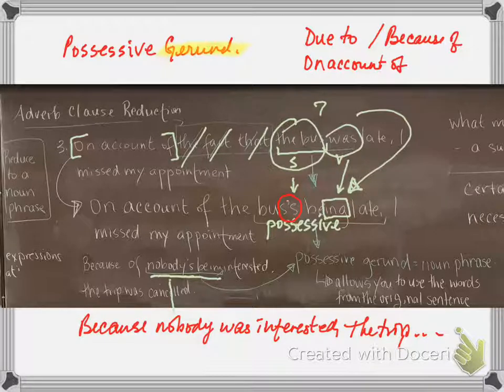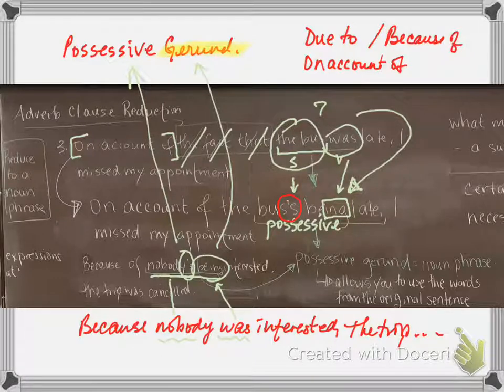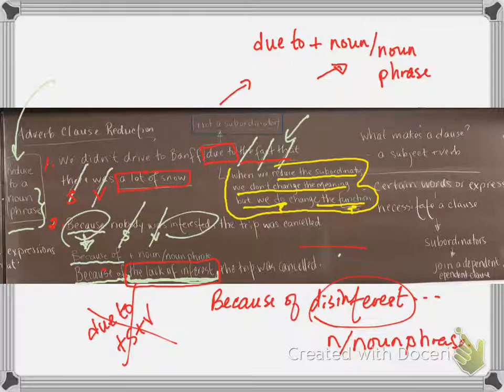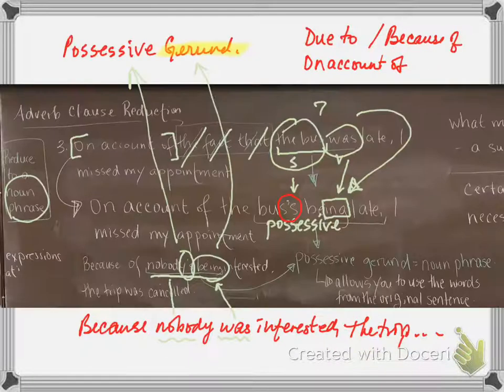Nobody comes from here, but we add that apostrophe S. That's what gives us the possessive. We've got the be verb again here, and that becomes being, and that's the gerund. So there's two different ways to reduce adverb clauses to nouns or to noun phrases. Okay, those noun phrases can be words like the lack of interest is a noun phrase, a lot of snow is a noun phrase, or we can reduce them to these possessive gerund forms.